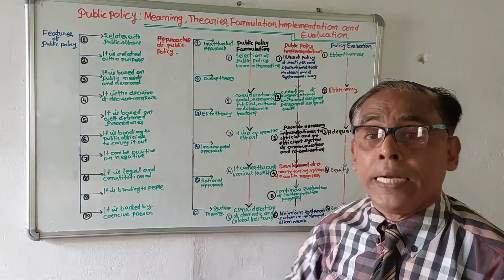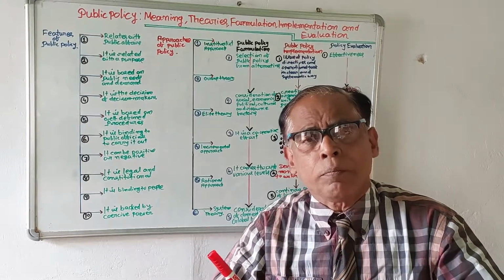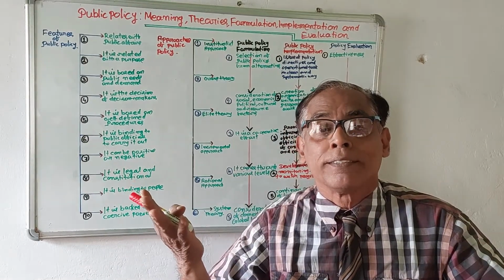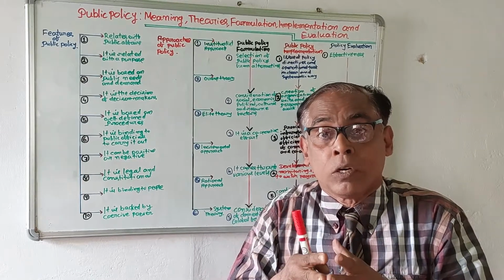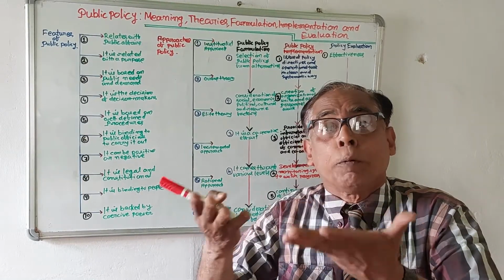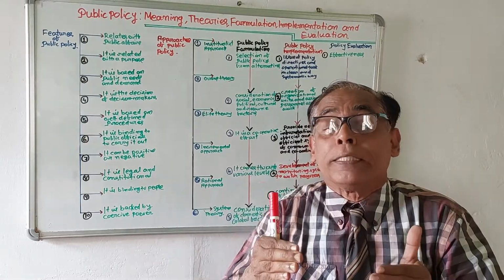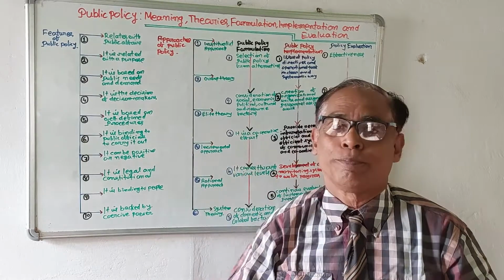Then, elite theory. Elite theory says that in society there are some persons who cannot understand what public policy is. But there are some learned persons who know what public policy is and what public interest is. So behind public policy, the elites of society play an important role.